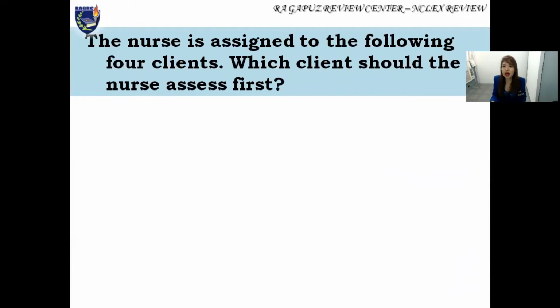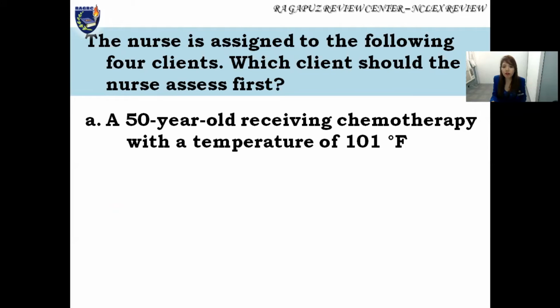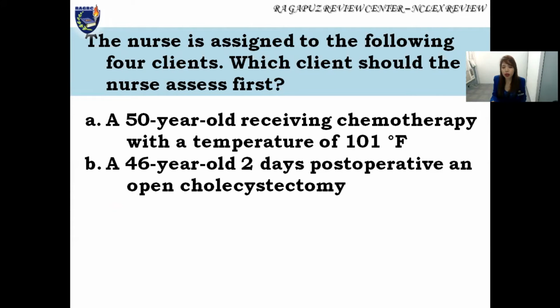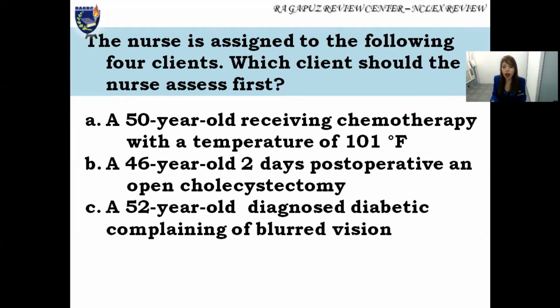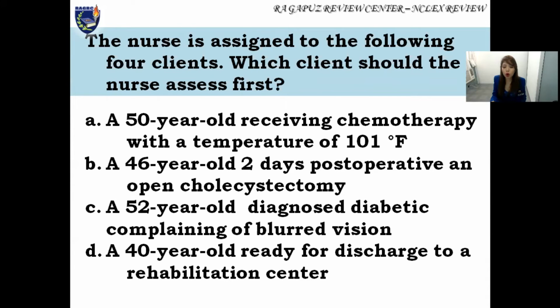Next, another strategy, functional concepts on establishing priorities based on client's condition. The nurse is assigned to the following four clients. Which client should the nurse assess first? Letter A, a 50-year-old receiving chemotherapy with a temperature of 101 degrees Fahrenheit. Letter B, a 46-year-old 2 days post-operative with an open cholecystectomy. Letter C, a 50-year-old diagnosed diabetic complaining of blurred vision. Or letter D, a 40-year-old ready for discharge to a rehab center.